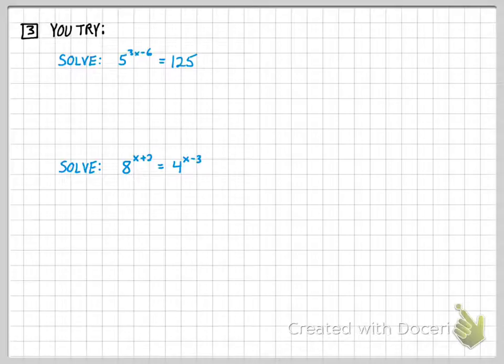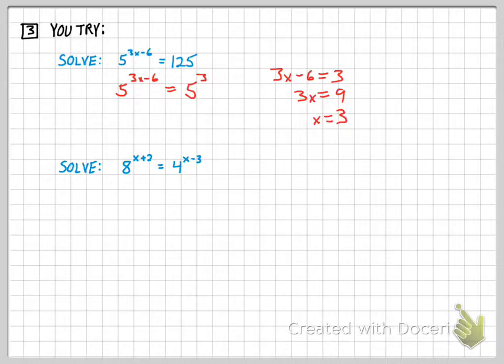Alright, we've got two Try-Its here, very similar to the last two examples. If you need to rewatch those, do, but see if you can solve the first problem here. 5 to the 3x minus 6 equals 125. Alright, my key base here is base 5, so the left side of the expression is already base 5, and the right side can be rewritten as 5 to the 3rd. So the problem that needs to be solved: 3x minus 6 equals 3, 3x equals 9, and x equals 3. Hopefully you saw that as one of your options. Again, you could check your answer to verify.